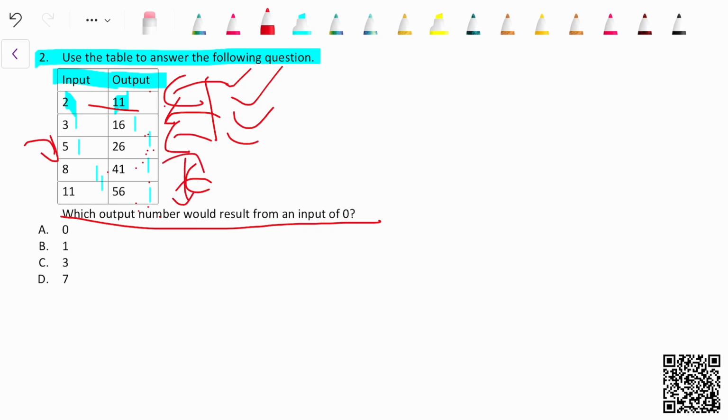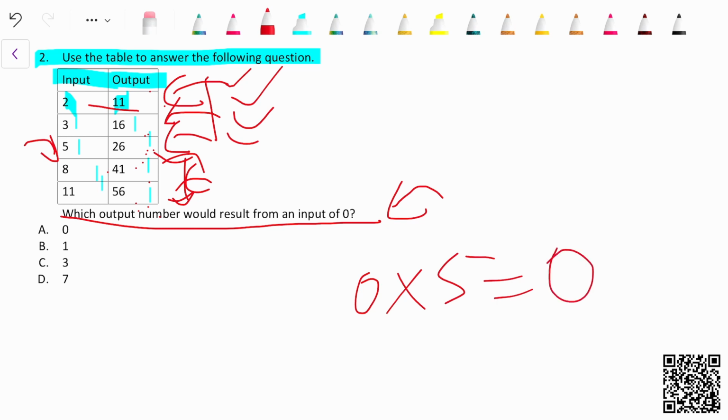8 times 5 is 40, and 40 plus 1 is 41, so yes, it works for number 4. And 11 times 5 is 55, and 55 plus 1 equals 56. So it also works for number 5. But it's not asking us what the function is, it's asking us which output number would result from an input of 0. So following that same idea, 0 times 5 is 0. Just going to write that down. And 0 plus 1 equals 1. So the correct answer is 1.